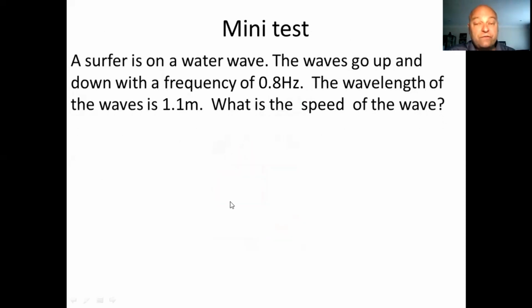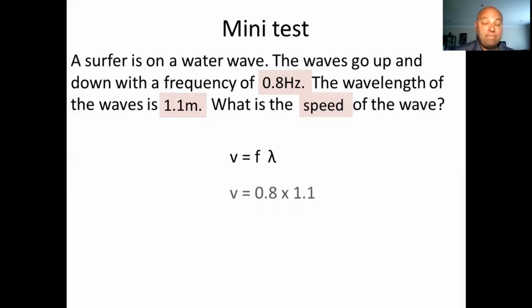Let's see what you should have done. You should have started off with the wave equation, V equals F lambda. You should then go through the problem and highlight the things that you do and don't know. So you know the frequency is 0.8 hertz. You know the wavelength is 1.1 meters. You don't know the speed. That's the unknown. That's what you're trying to find out, the speed or velocity of the wave. Substitute that in.